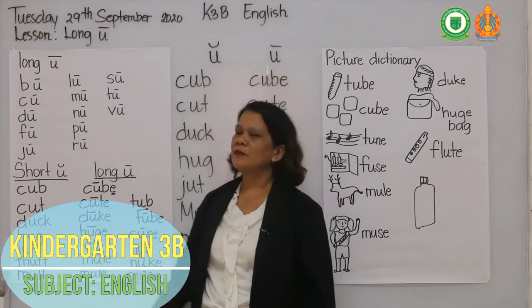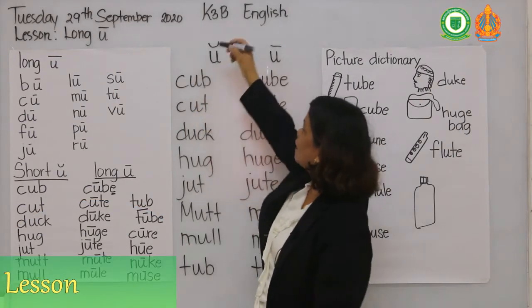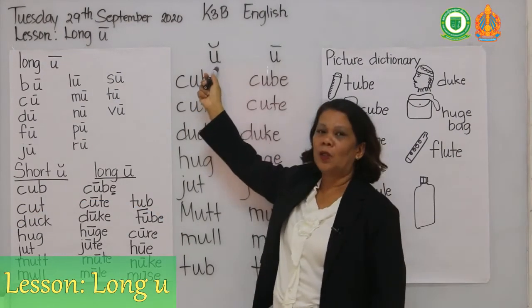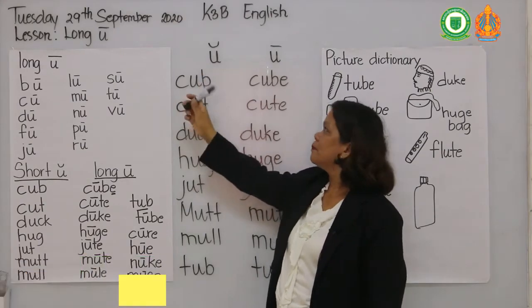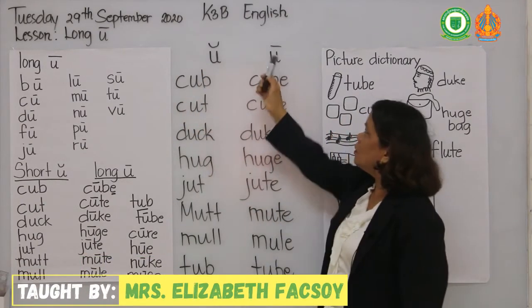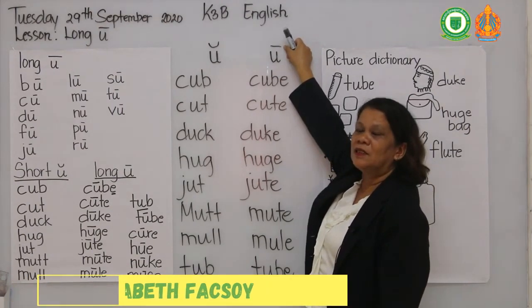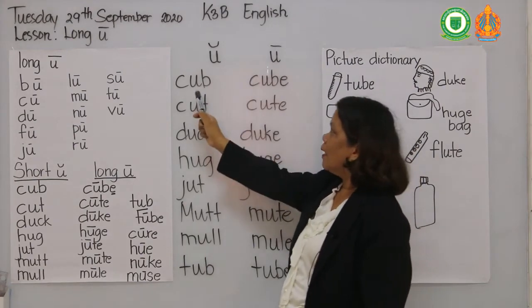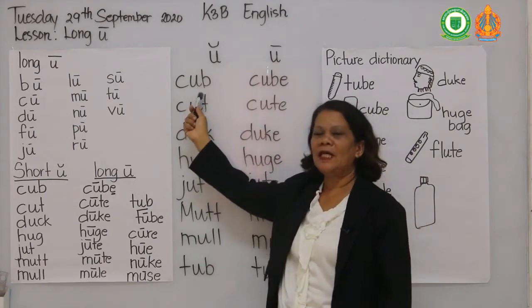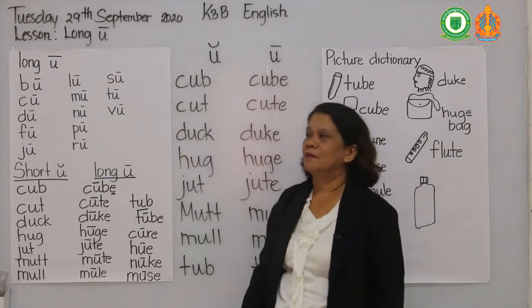Okay. So if you see the sign like this, this is a curved line. This is short U. This is long U. You see the line? It is a straight line. Okay. And here, the sound of short U is uh, uh.